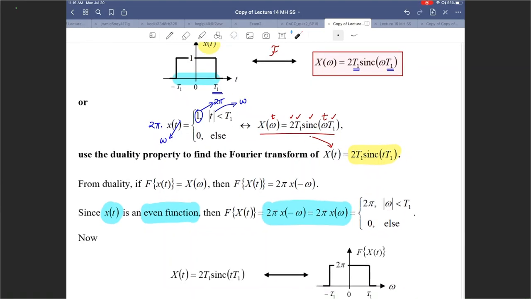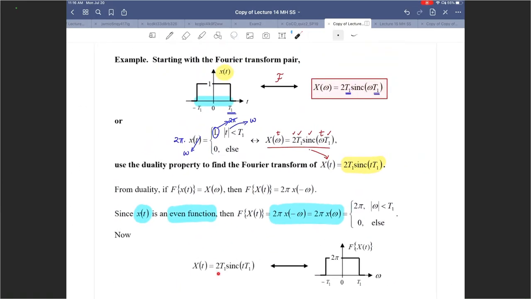Sketch it out. The Fourier transform of a sinc, cap X of t, 2 t1 sinc t1 t. This is a scaled sinc in the time domain. The Fourier transform of that, using duality, we have derived to be a rectangle with a height of 2 pi and a width of 2 t1.